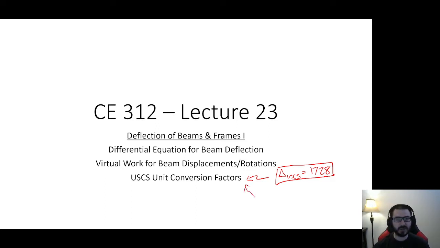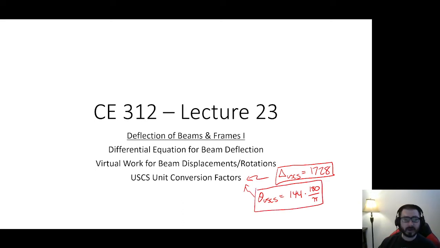And then for slopes, or for slopes and rotations, we're going to derive 144. But typically what I like to do is convert to degrees, so we're going to have 180 over pi. So that's going to be sort of one goal in this lecture, is where do those conversion factors come from, and that'll become clear as we move on.